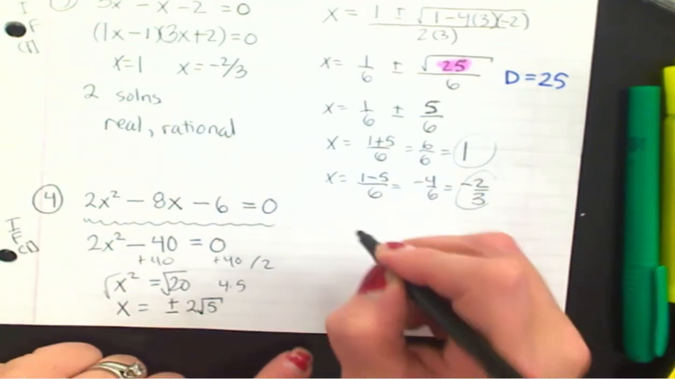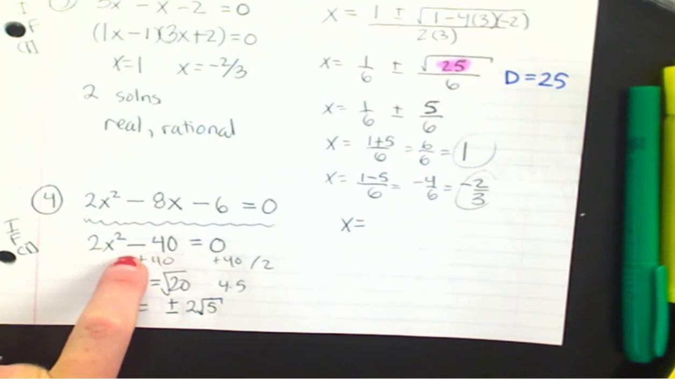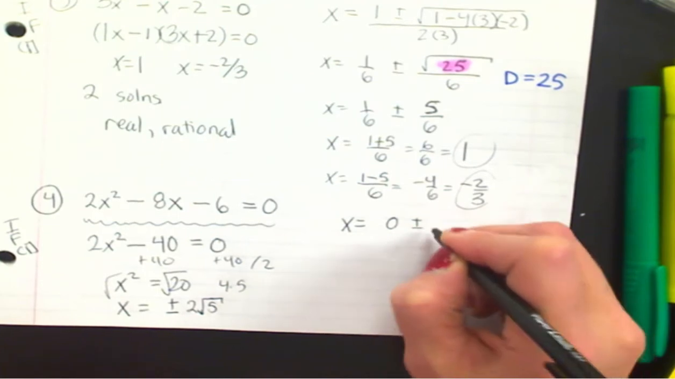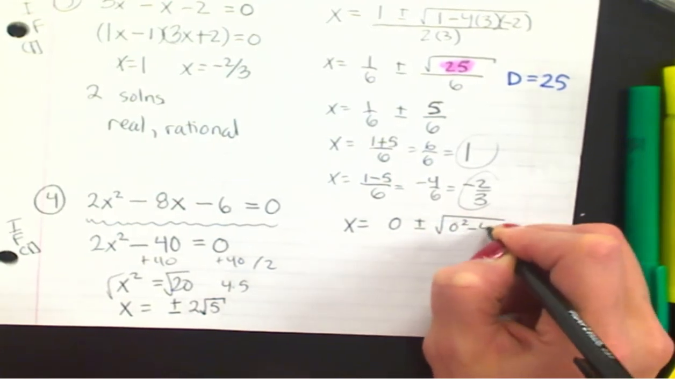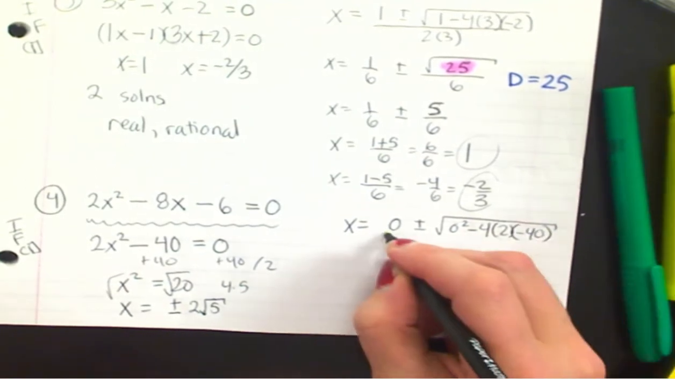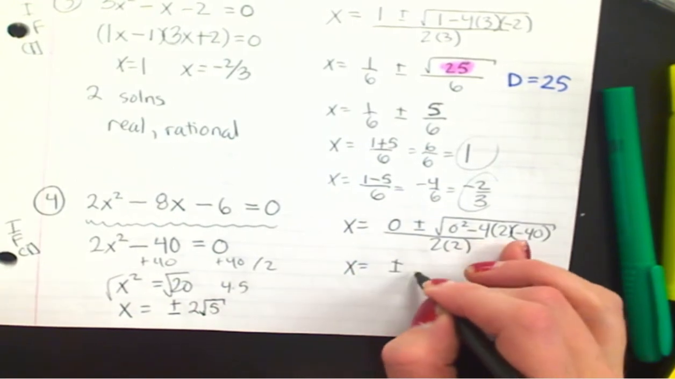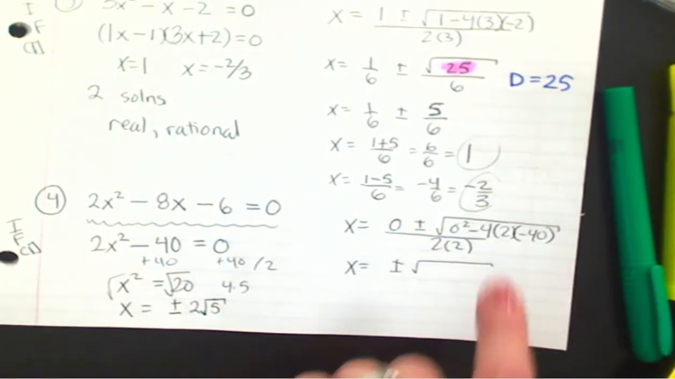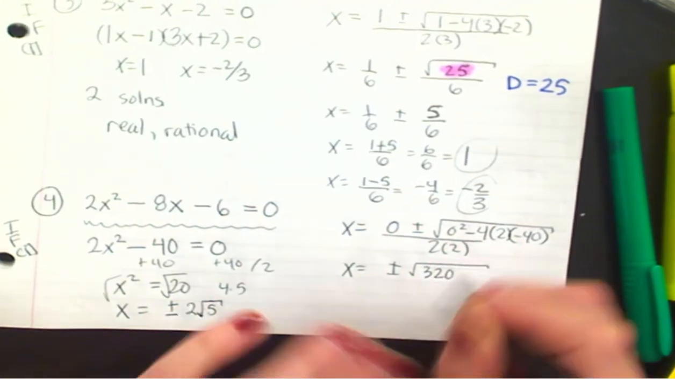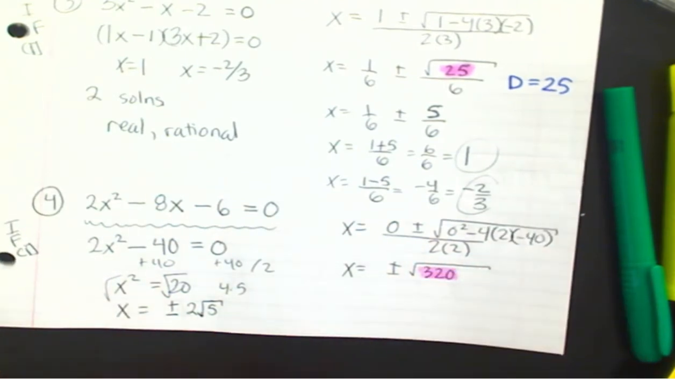All right. Let's do your quadratic formula. Ooh. The middle term is missing. That makes your b value 0. Plus or minus the square root of b squared minus 4ac all over 2a. Okay. 0 minus 4 times 2 times negative 40, 320. My discriminant is 320.